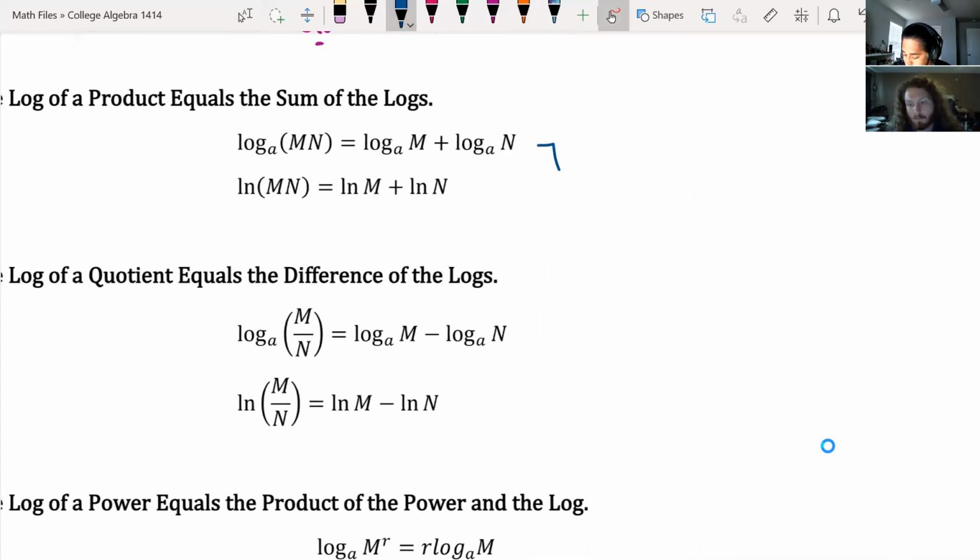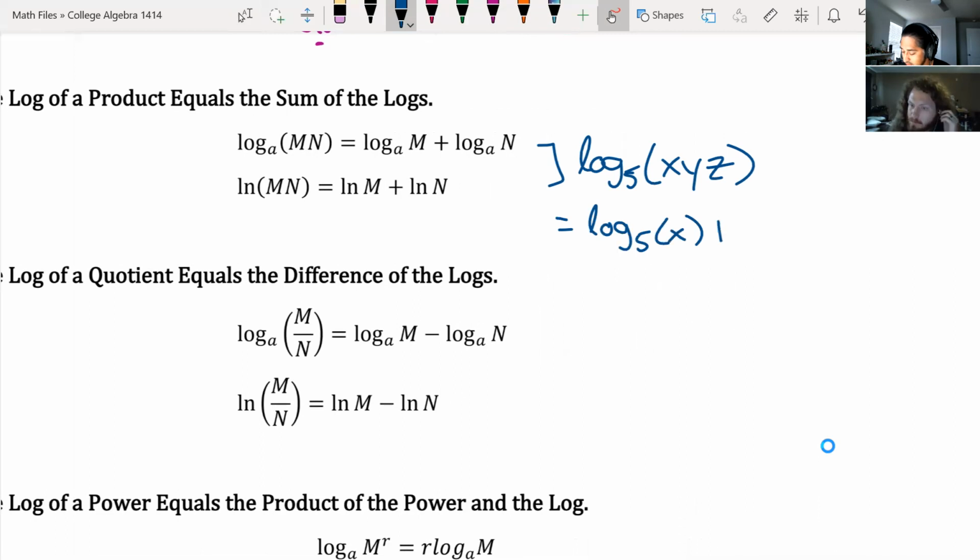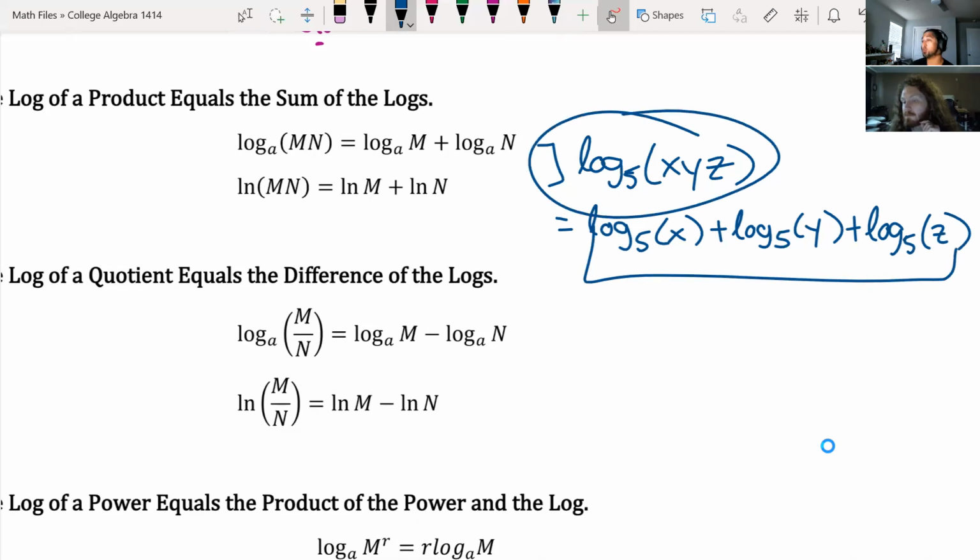So a good example of these, let's say I had log base 5 of x, y, z. There are 3 terms inside the log, held together by multiplication. We can expand this to log base 5 of x plus log base 5 of y plus log base 5 of z. There you go. That's how that property works. And if I wanted, I could put all these logs back into one single logarithm.